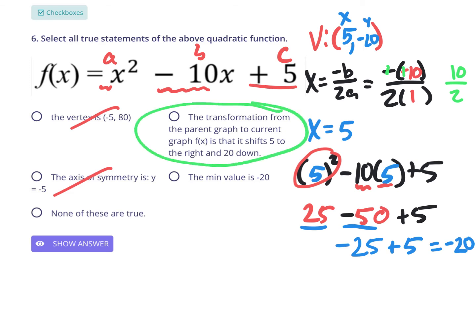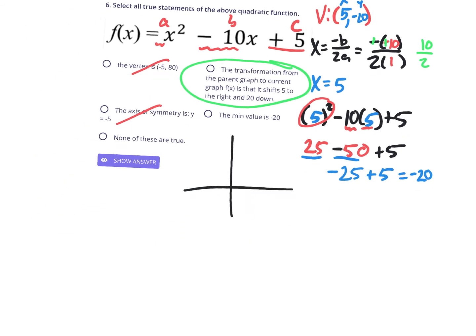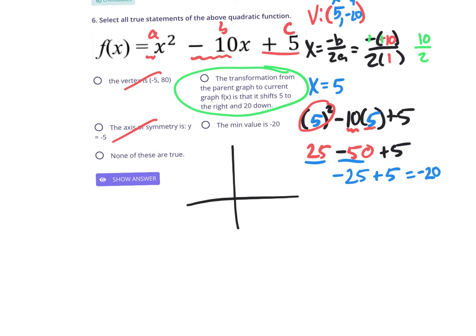That's one right answer. Another one, the last one we need to check: the minimum value is negative 20. Well, in order for it to be a minimum value, it has to open up. And we know that this does open up, and that's how you get the minimum value, and it is at the coordinate 5, negative 20. So if we were to plot 5, negative 20, that would be way down here somewhere, and it is opening up, right?